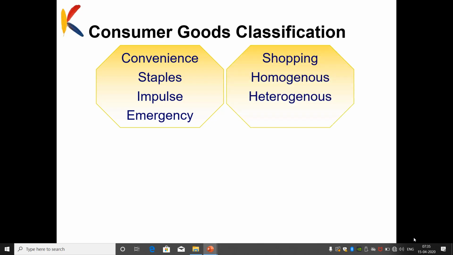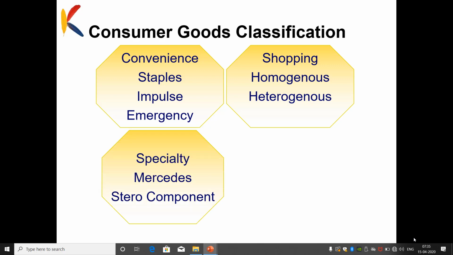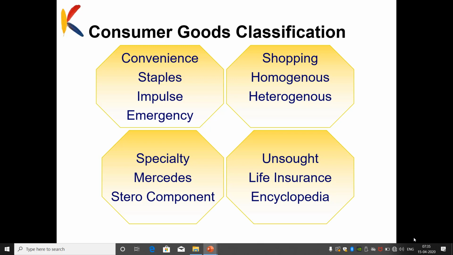Then there is shopping of things like apparel, which can be a homogeneous product or a heterogeneous product. There are specialty goods like cars and stereo components, and there are unsought goods like life insurance and encyclopedias, which you never consciously thought of buying, but whenever a need arises you think, okay, this is very important, if I buy it, it is going to solve future needs, right? So this is the basic classification of consumer goods.